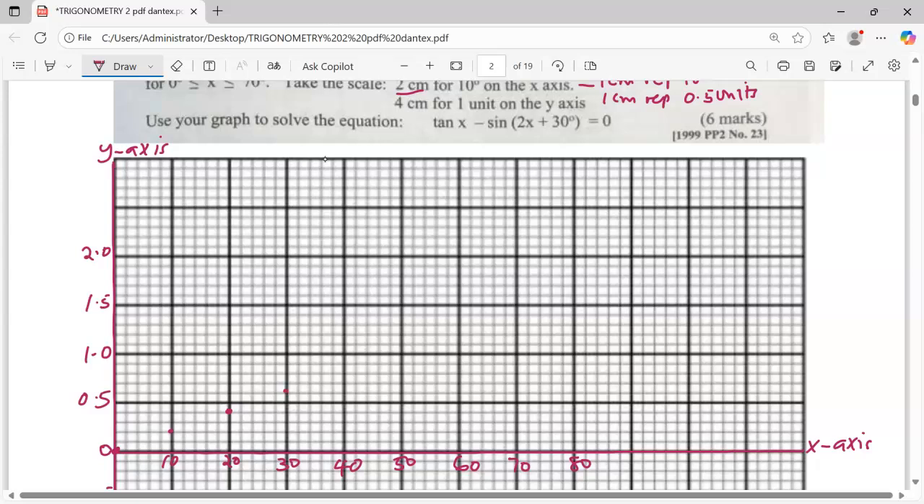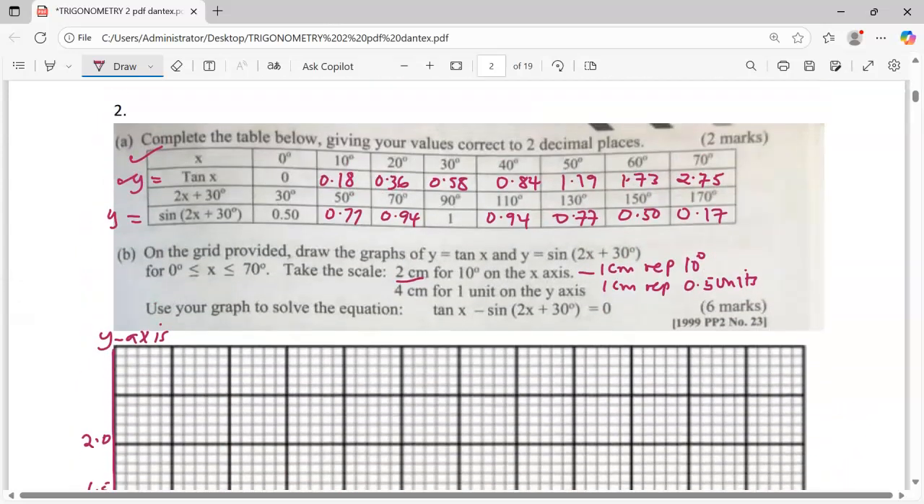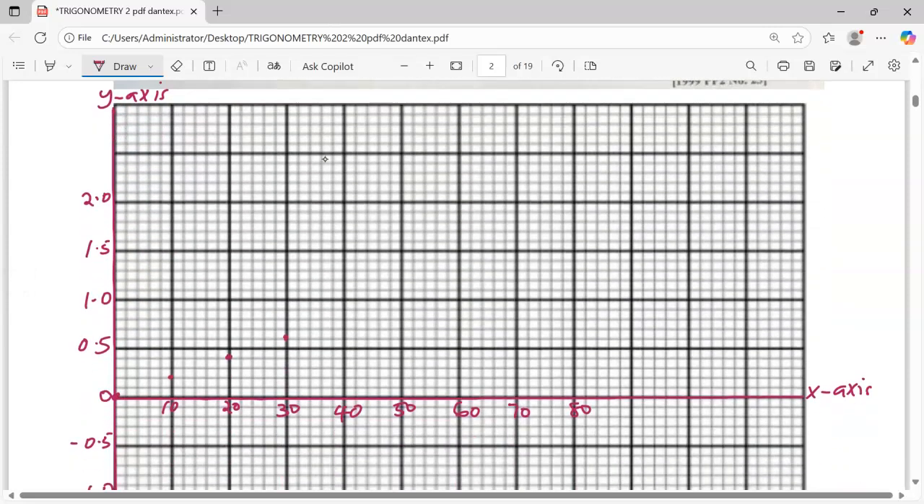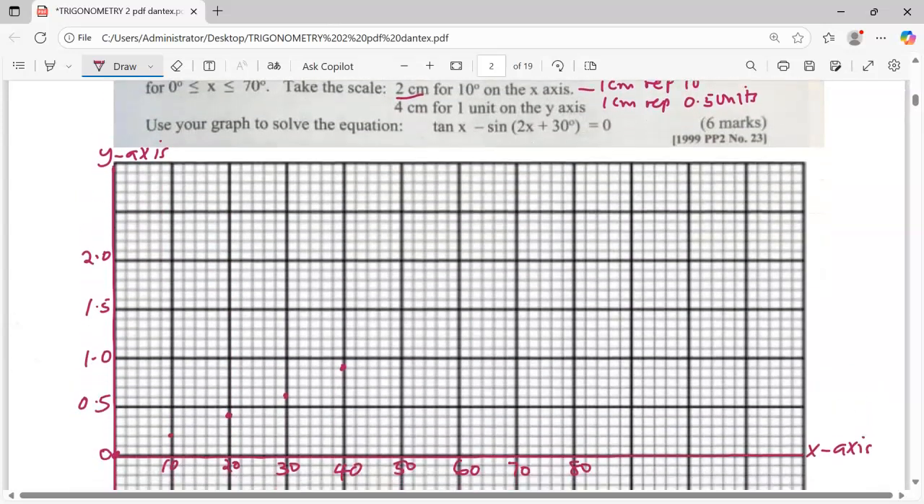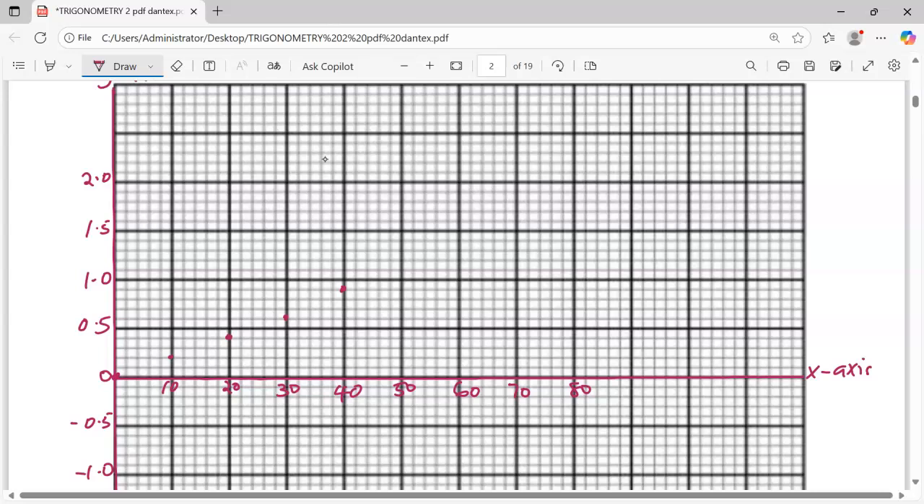Here. At 40, we have 0.84. 0.84 is around here. At 50, we have 1.1, around 1.2. That is around 1.0, 1.1, 1.2 is here.